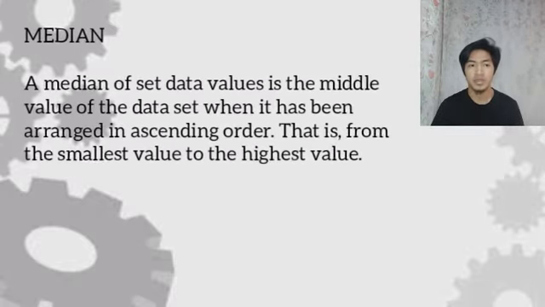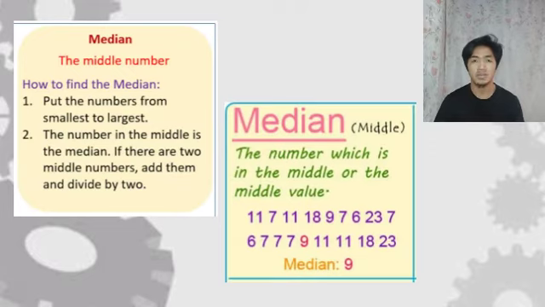What is median? A median of a set of data values is the middle value of the data set when it has been arranged in ascending order, that is from smallest value to the highest value. Median is also used to find the middlemost data. It is used to determine a point from where 50% of data is more and 50% of data is less. So, ito yung example ng median at saka yung formula niya. So, how are we going to calculate the median?